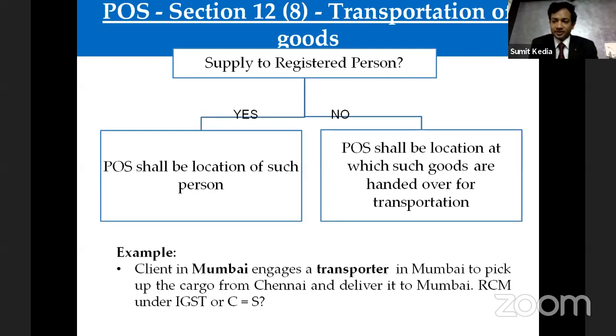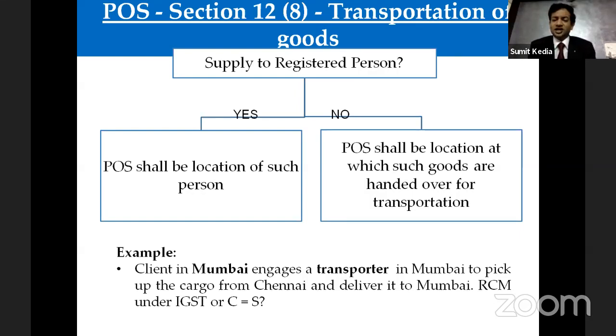So in this case, let's say RCM is applicable, so will the client in Mumbai pay IGST or CGST? Because my question is, the material is picked up from Tamil Nadu. So what will the place be? If you see here, going by the place of supply, if the recipient is registered, that will be the place of supply. So the location of supplier is Mumbai, the place of supply is also Mumbai, and hence it is an intra-state transaction. CGST and SGST will have to be paid by the recipient.